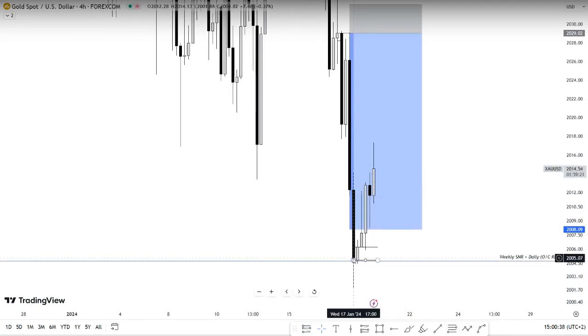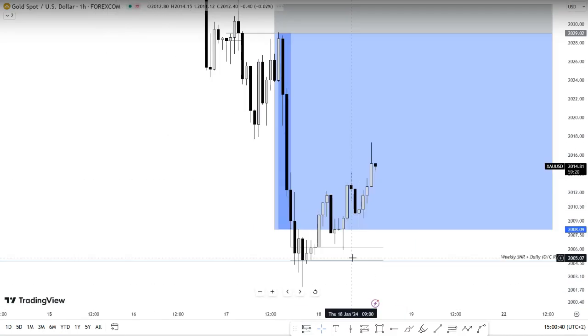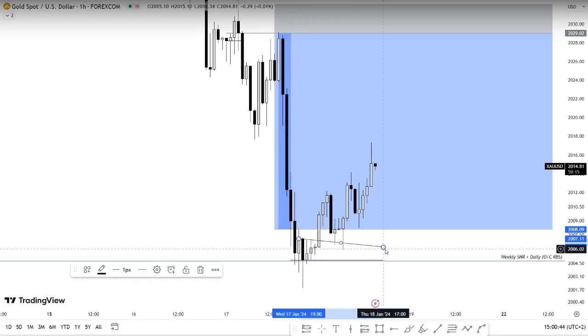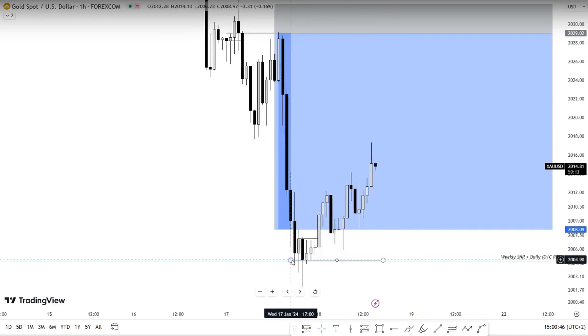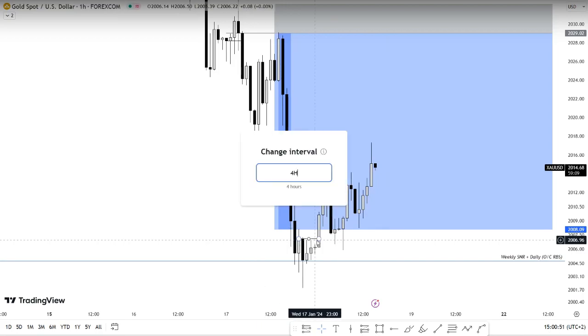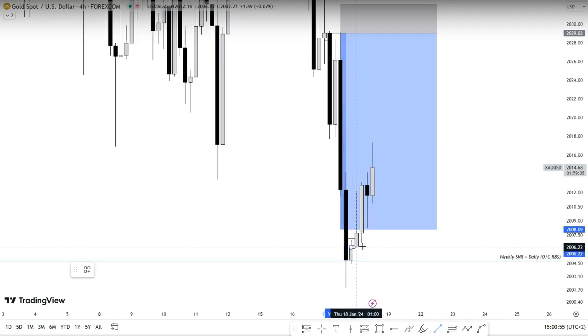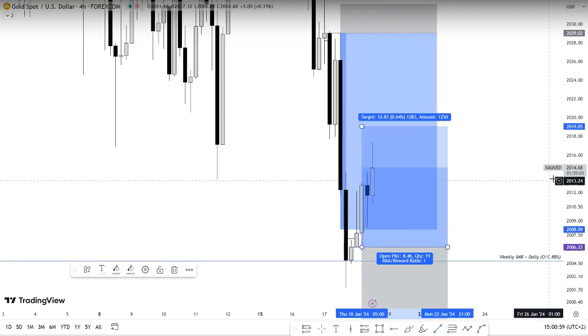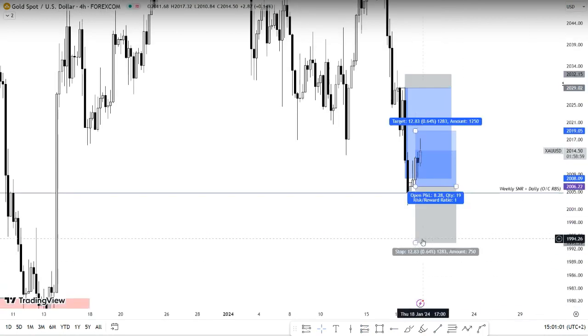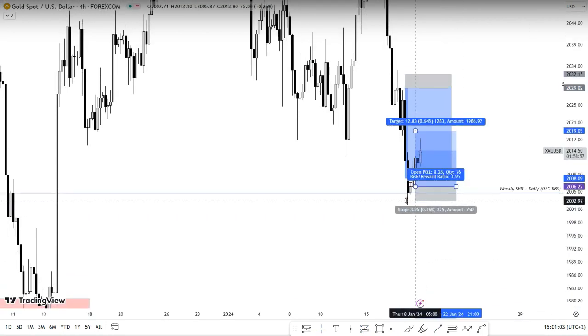Here also, we had a 1 hour breakout. Right there, 1 hour breakout. And then 4 hour, 4 hour open close. And then you buy. Yeah. This is one of the simplest ways, bro. Thank you.